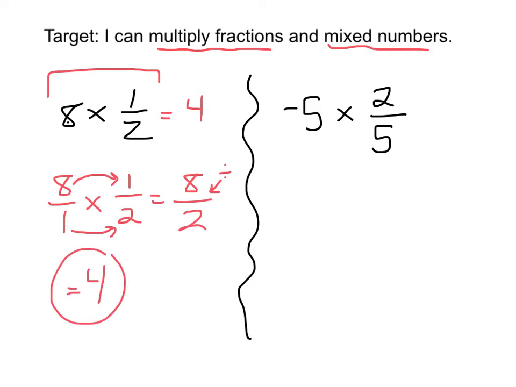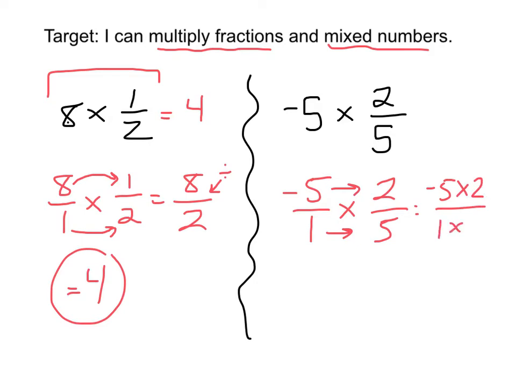Let's try that again. -5 times 2/5. So -5 is over 1, and I'm multiplying that times 2 over 5. I'm just multiplying across. So what's -5 times 2 over 1 times 5? -5 times 2 is -10, and 1 times 5 is 5. So it's -10 over 5, which can be reduced because -10 divided by 5 is -2. So the answer to -5 times 2/5 is -2.